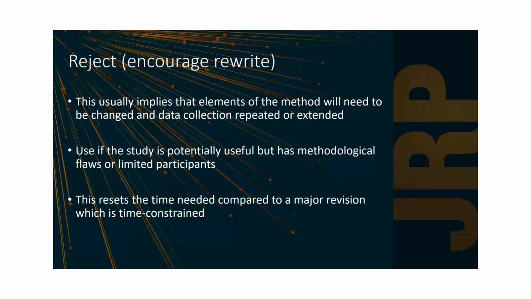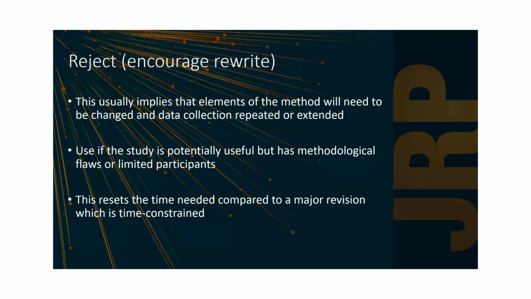So a reject implies that there's something inherently wrong with the method. If there's a methodological flaw, but the underlying study would be really interesting and could be really, really useful, then we would potentially send out a reject and encourage the authors to rewrite it and resubmit it. Now, you'd ask, why isn't that a major revision?